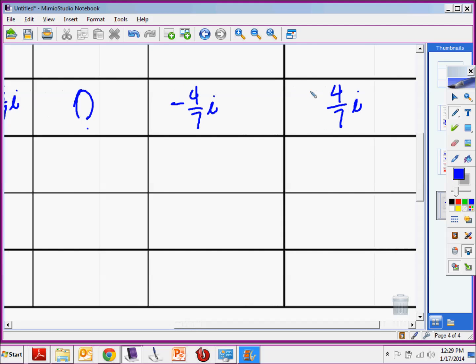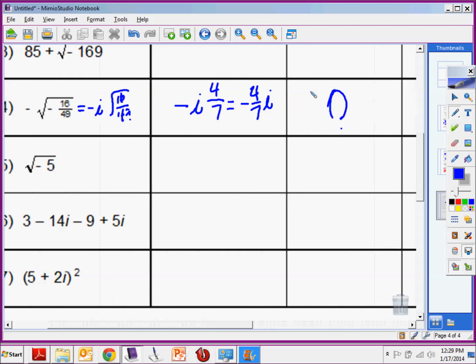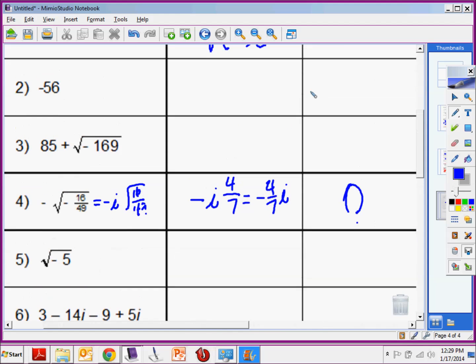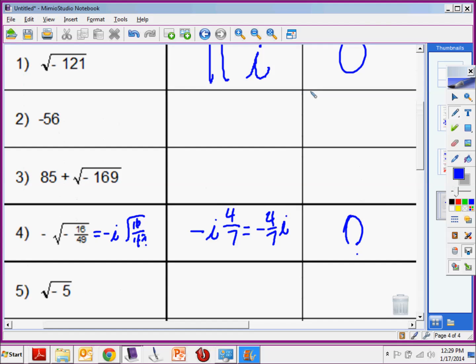On number 2, if it's a negative, we make it positive under the root. Simplified, is it just like negative 56? Yeah. What's the conjugate of 4, 7, 9?